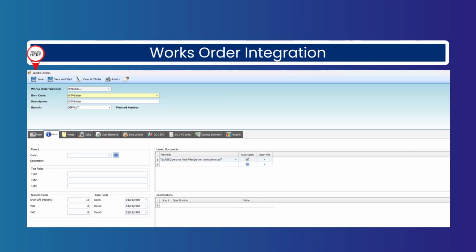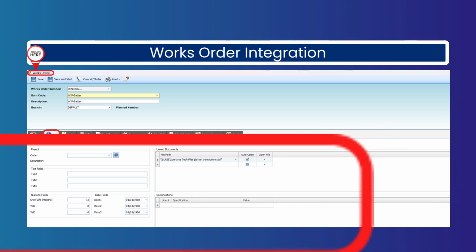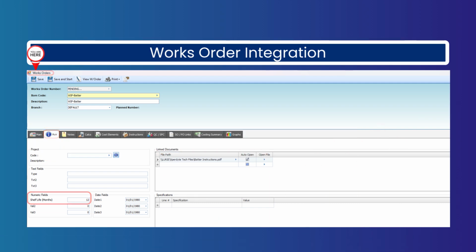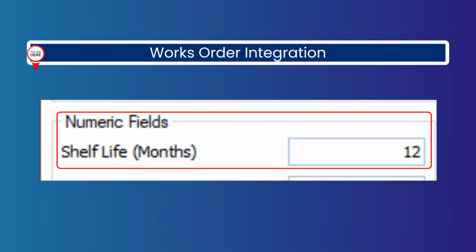The best part, this data flows right through to your production. When you approve that BOM and create a new works order, head to the Auxiliary tab on that works order. The shelf life info is already there. You can even change it for a specific run without affecting your master BOM.